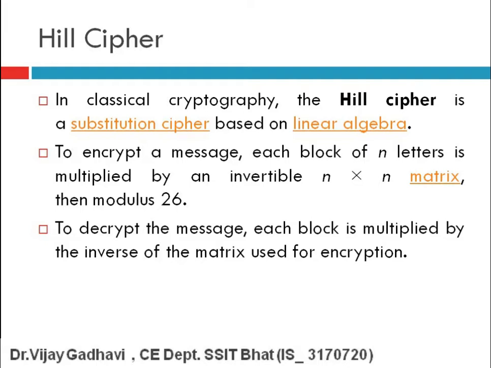Each letter is represented by numbers from 0 to 25 and calculations are done modulo 26. This encryption algorithm takes m successive plaintext letters and substitutes them with m ciphertext letters. The substitution is determined by m linear equations. For m equal to 3, the system can be described as per our PPT.